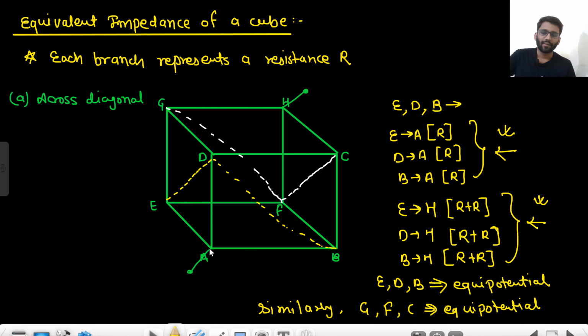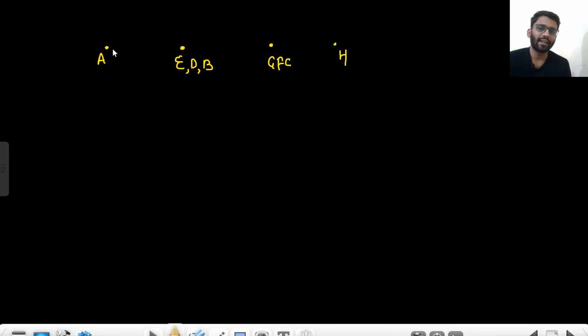So tell me, between A and D I have resistance R, between A and E I have resistance R, and between A and B I have resistance R. So E, D, B are at the same point. So between A and them I will have R parallel with R parallel with R, which is R by 3.